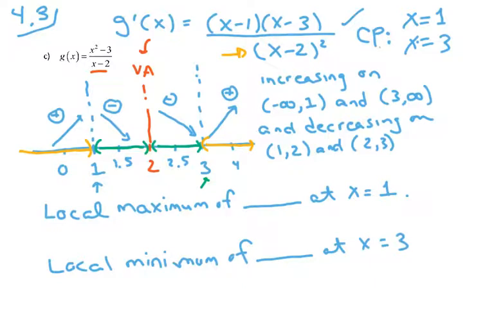So we need to find the y values at x equals 1 and at x equals 3. Sometimes students get confused here. The point is on the graph of g, so we need to evaluate g at 1 and g at 3. So let's do that over here.